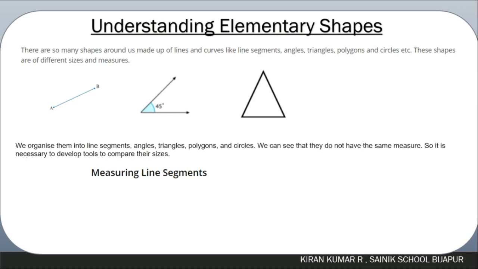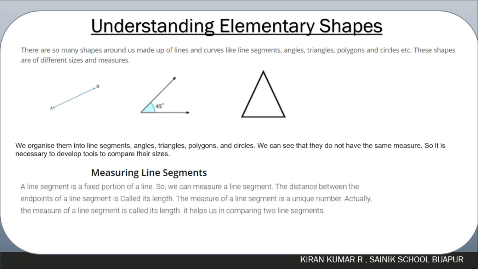A line segment is a fixed portion of a line, so we can measure a line segment. The distance between the endpoints of a line segment is called its length. The measure of a line segment is a unique number. Actually, the measure of the line segment is called its length. It helps us in comparing two line segments. This can be done in several ways.